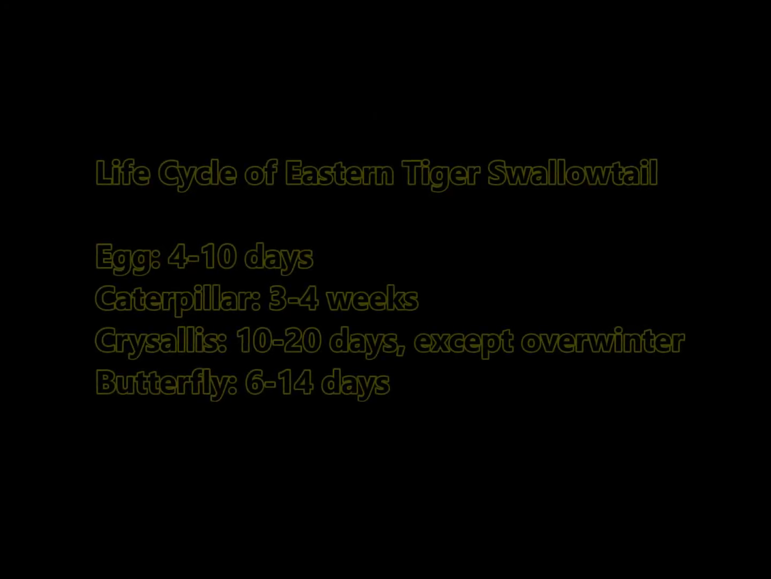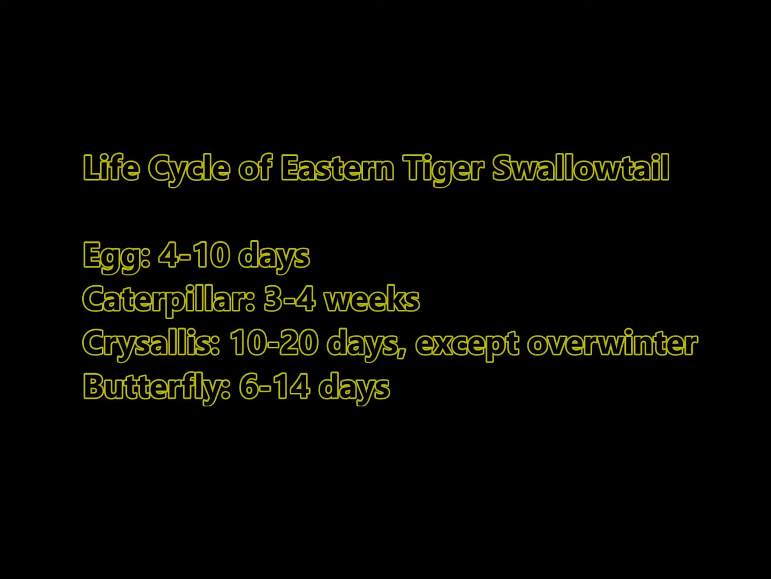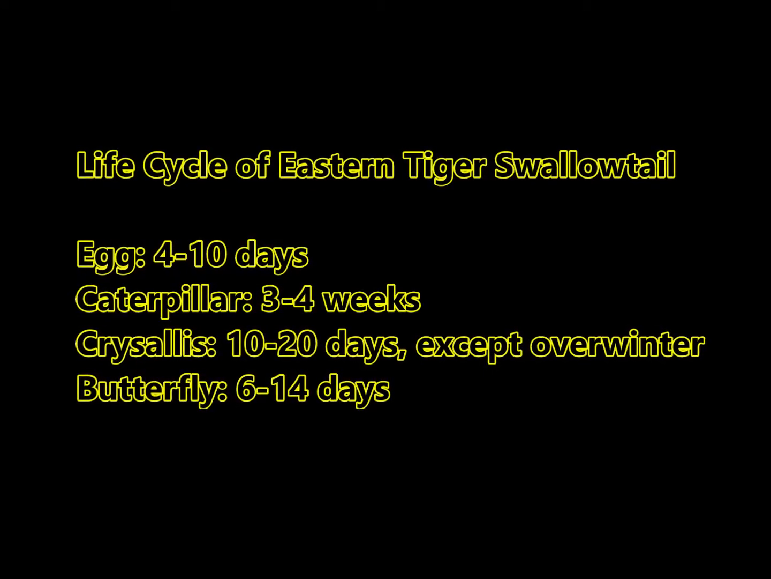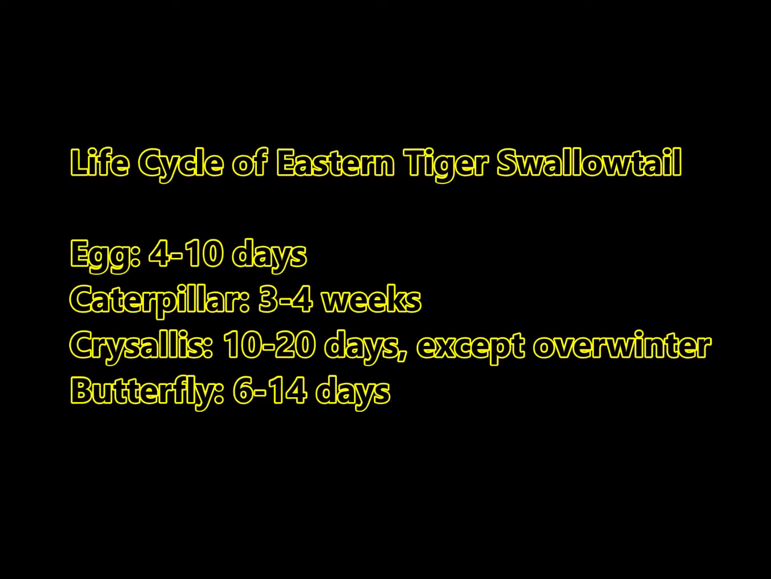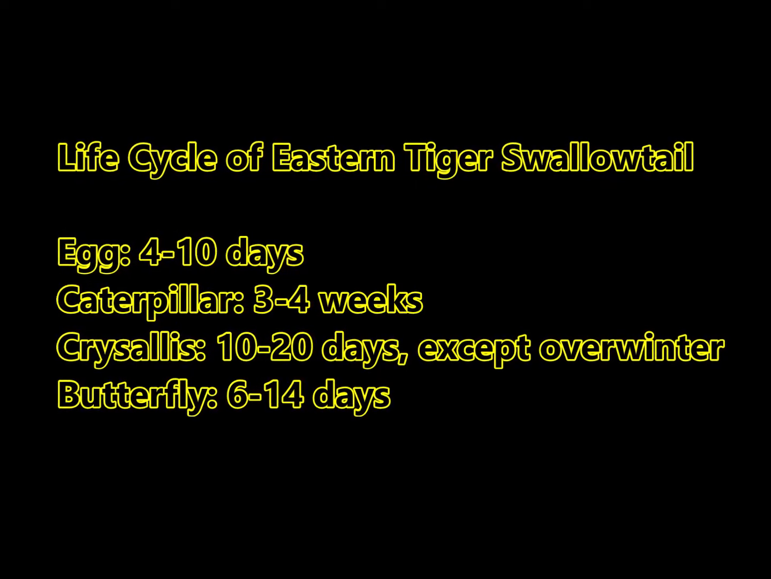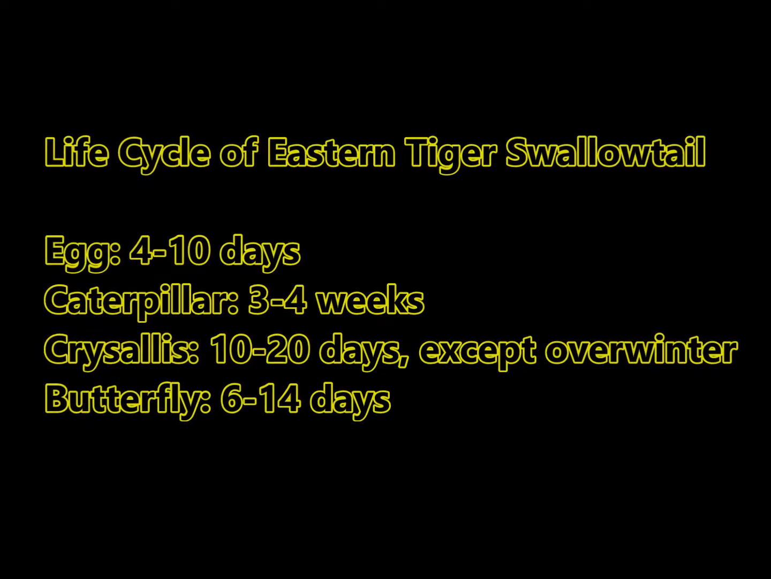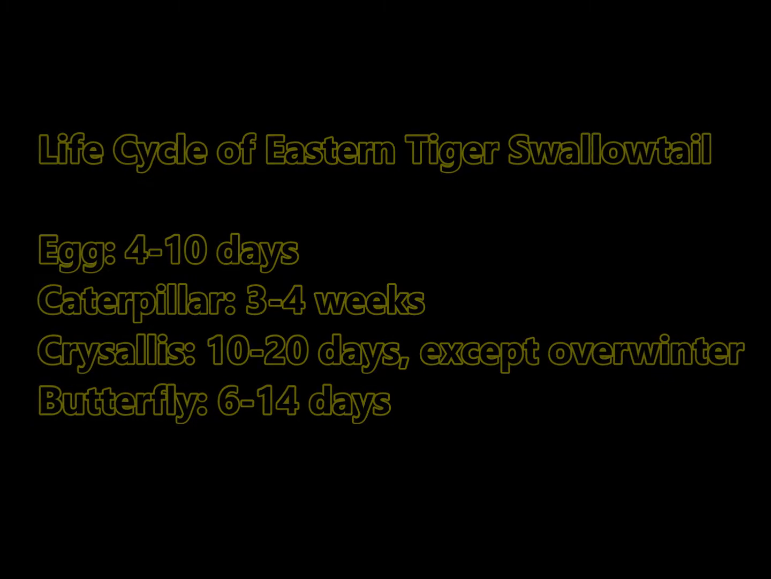All right, here's the life cycle for the Eastern Tiger Swallowtail. The eggs are around for just 4 to 10 days. Caterpillars, 3 to 4 weeks. The chrysalis is 10 to 20 days, except for the chrysalis that lasts through the winter. And then the butterflies are just around for 6 to 14 days, and then they start the process all over again.